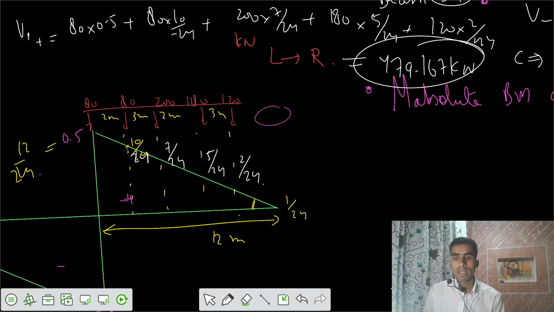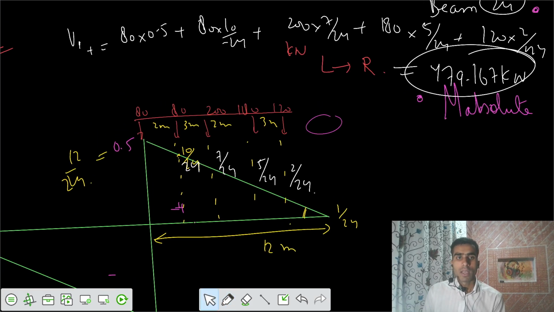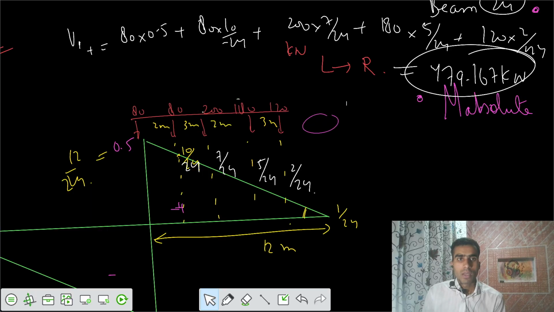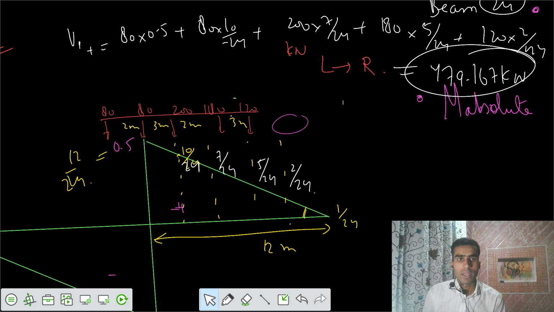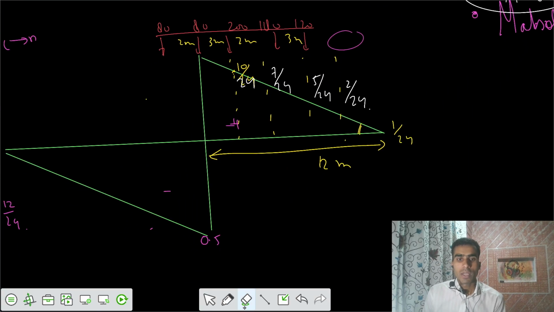Now second case we can try, that if the loading is adjusted, let's adjust the loadings in this way. Let's say that one of the 80 kilonewton is outside the frame, outside the positive diagram. Then I have to subtract its effect also, because we are talking about positive and negative. So its effect would be there. I have to calculate that ordinate also.